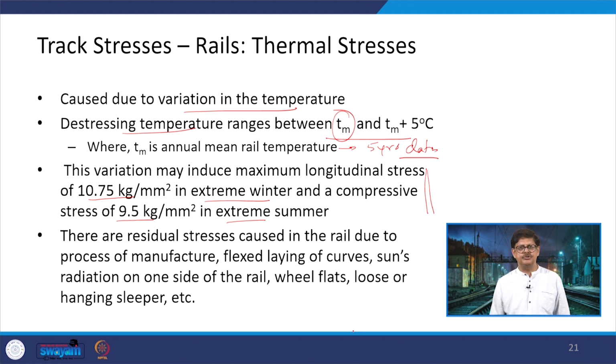Now, there are residual stresses which are caused in the rail due to the process of manufacturing, and there is faulty laying of curves, or there is sun radiation on one side of the rail, or there are wheel flats or loose or hanging sleepers. So, these are also some of the issues, and they are all related to the maintenance of the track.